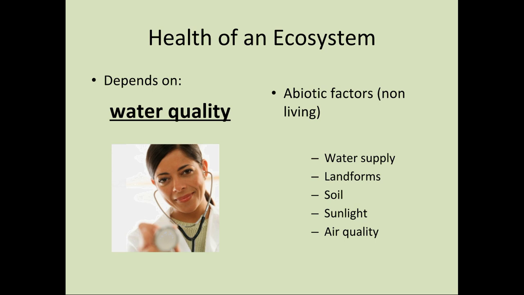As you can imagine, a clean, abundant water supply, healthy soil, adequate sunlight, and clean air will contribute to a healthy ecosystem. If the ecosystem is in peril, for example, strip mining land or poor air quality, the ecosystem will not be as healthy. Remember when we talked about the end of the dinosaur era, when an asteroid landed on Earth? That ash blocked the sunlight from reaching the earth, and many species died as a result.